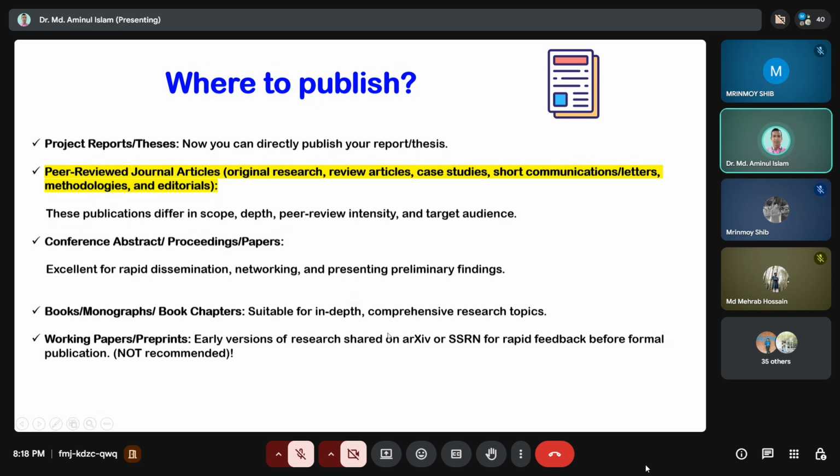Then you can also publish your work as book chapters or preprints. Nowadays, there are some archives which publish preprints, for example, arXiv or SSRN for rapid feedback of your publication. But I do not recommend publishing as preprints, because it can create complications when you publish in a formal journal.